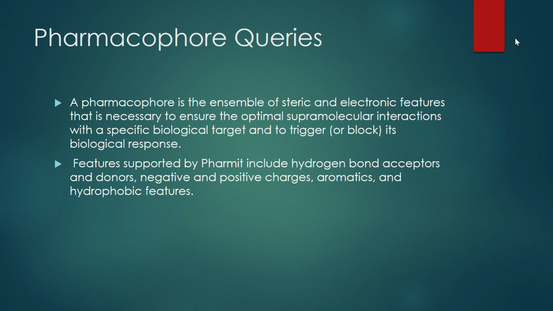Steric features influence the conformation and reactivity of the molecule, and electronic features influence the structure, reactivity, and properties of the molecule. Features spotted by Pharmit include hydrogen bond donor, hydrogen bond acceptor, negative and positive charge, aromatic and hydrophobic features. Pharmit provides these pharmacophore features for the pharmacophore query. The user can choose their own pharmacophore features for their screening process.